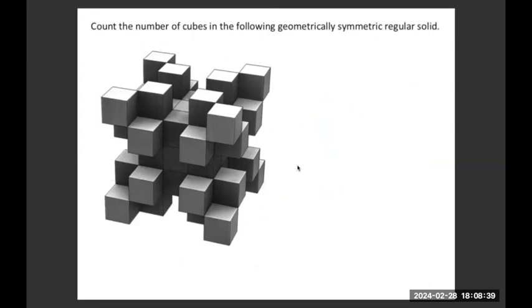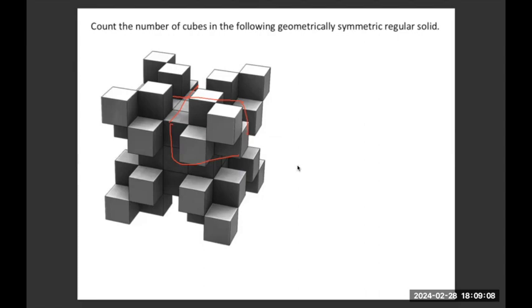Count the number of cubes in the following geometrically symmetric regular solid. Now in this case, it's a geometrically symmetric regular solid. It makes our task easier, like I discussed in the regular solid. It is symmetrical along all the axes. So in this case, one module which is getting repeated in one corner will be getting repeated along all the 8 corners of the inside cube that I'm talking about.